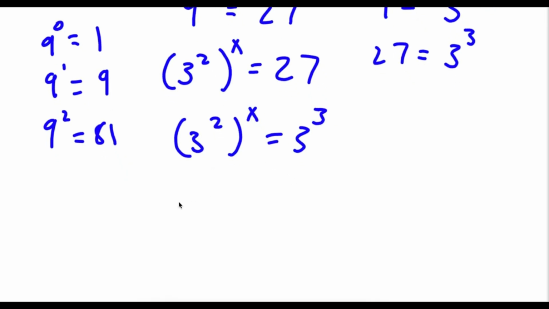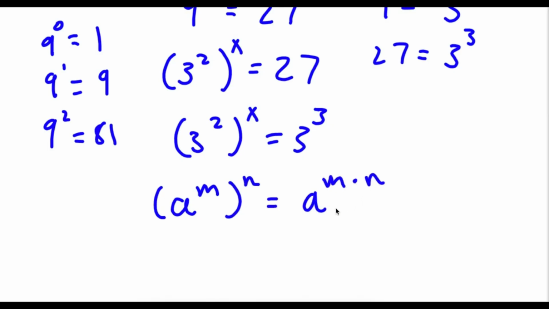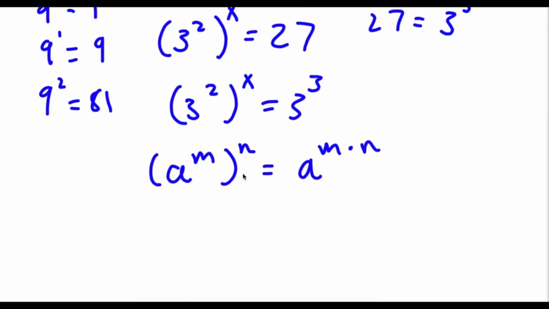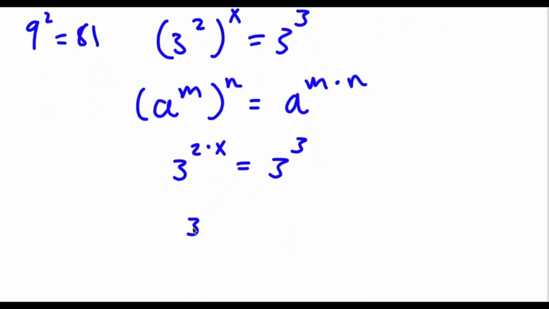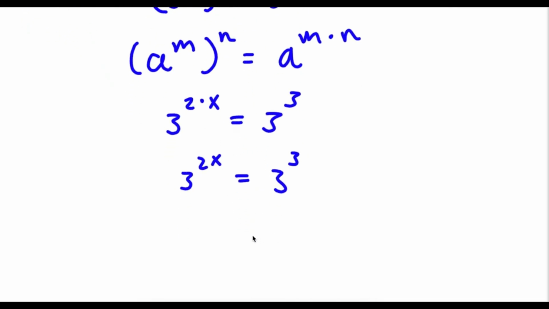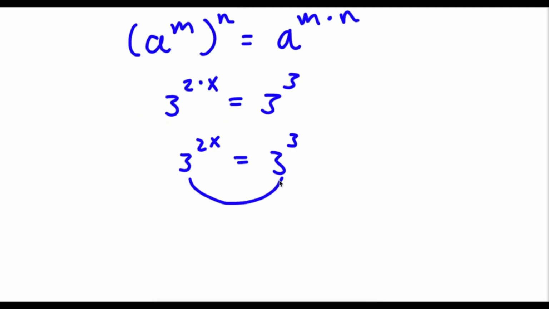Now, if I have something in the form a to the power of m to the power of n, this is equal to a to the power of m times n. So 3 to the power of 2 to the power of x, that's going to equal 3 to the power of 2 times x. It's equal to 3 to the power of 3. And 3 to the power of 2 times x, that's the same thing as 3 to the power of 2x. So equal to 3 to the power of 3. Now, if you notice, both of these have the same base. Both of these bases are 3.